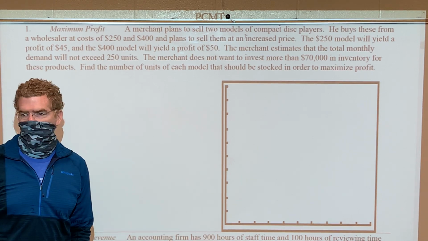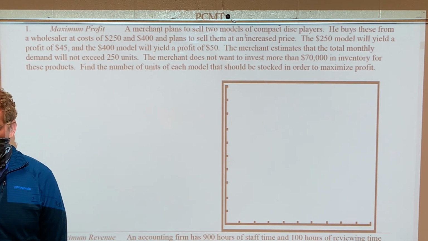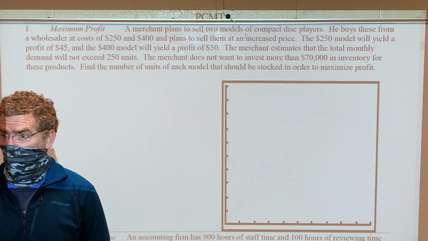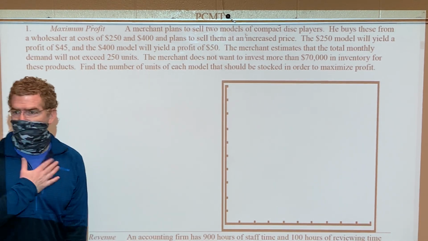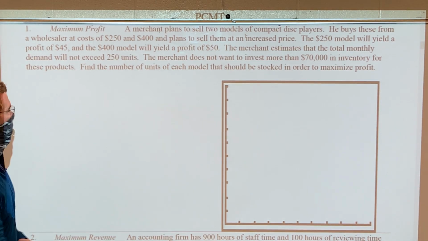What's the first thing I asked you to do? Identify what the problem is, what the question's being asked. So the question is, find the number of units of each model. So since I like X and Y, what do you want to make X?